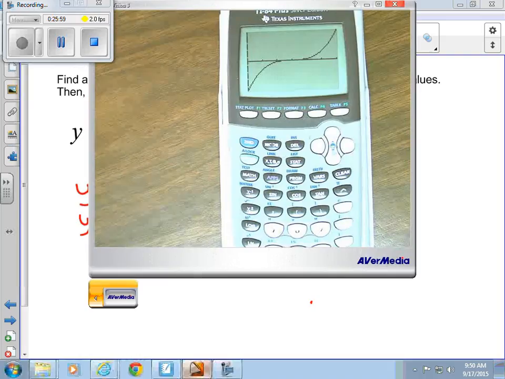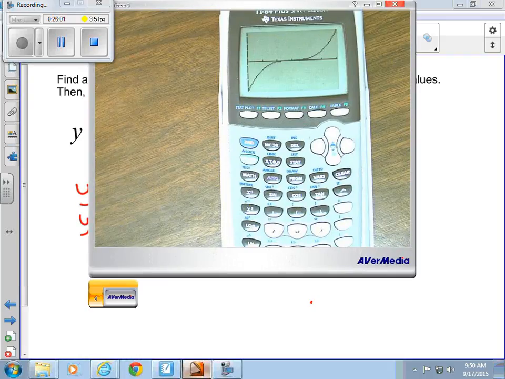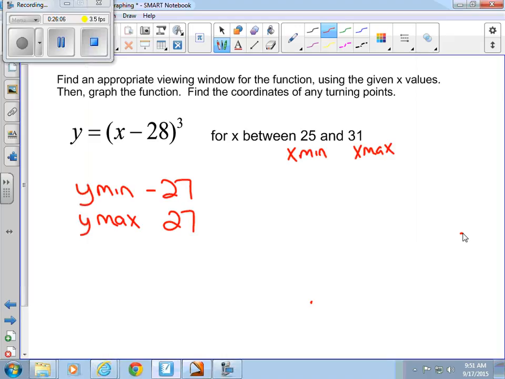So, did we get that picture? See what other questions we have. Using the given x values, then graph the function. And it does say that on your homework. Do give me a sketch. It doesn't have to be great, but give me a sketch. Was it 25 to 31? And it looks something like that.